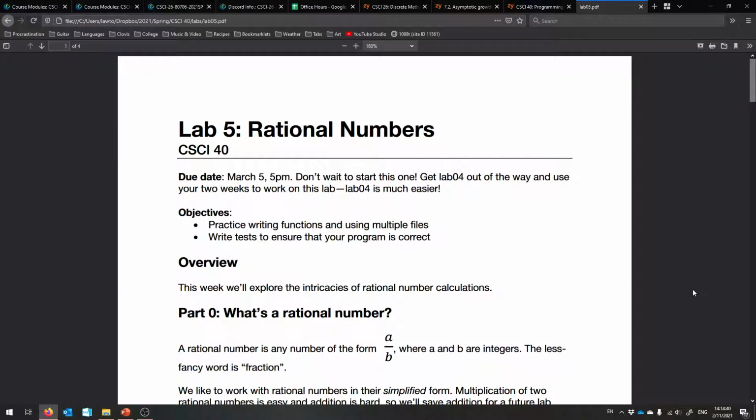Alright, hello and welcome to Lab 5. So this one is about rational numbers, which is just a fancy word for fractions. We'll talk about that in a second. But I do encourage you to start this one sooner.